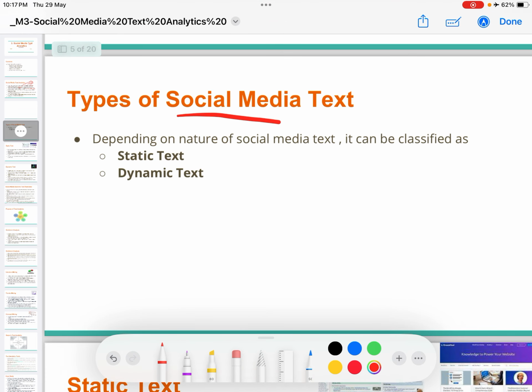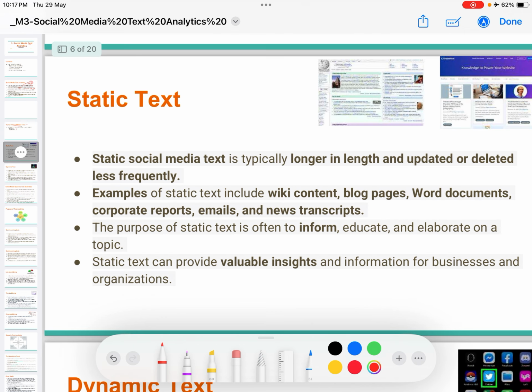Types of social media text. There are two types of text, static text and dynamic text. So what do you mean by static text? Static social media text is typically longer in length and updated or deleted less frequently. Examples include wiki content, this is Wikipedia content, blog pages, Word documents, corporate reports, emails and news transcripts. So you can see this is longer in length and it is a static text. It is updated less frequently.